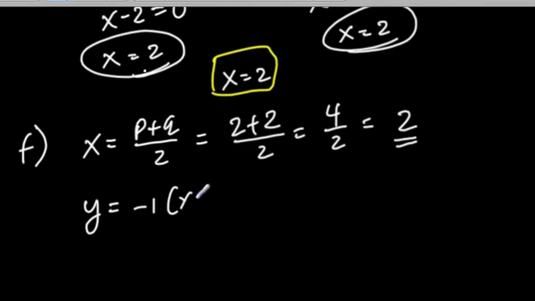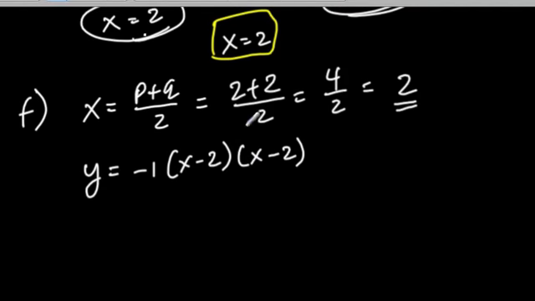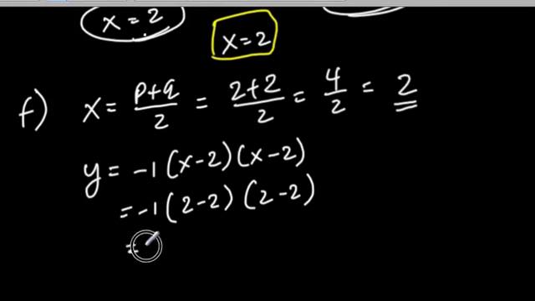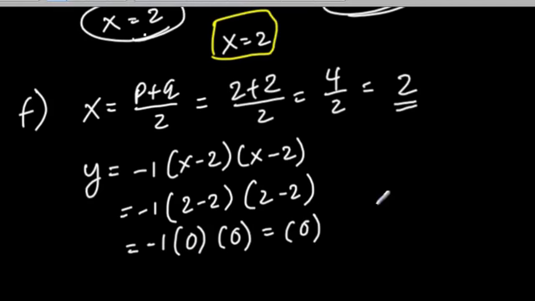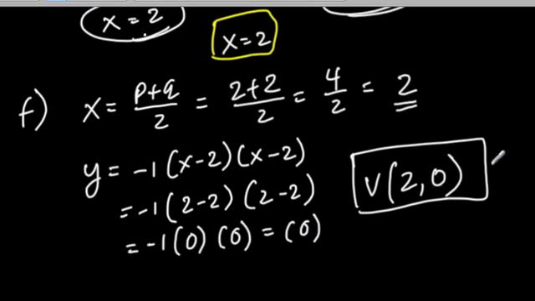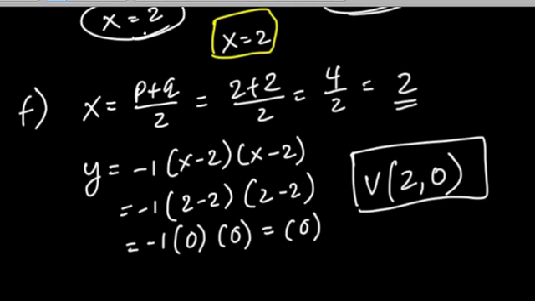Now we need the y-coordinate. So it's negative 1, (x minus 2), (x minus 2). And what that means is we just have to take this value and plug it into the x's. So it's negative 1 times (2 minus 2) times (2 minus 2), which is negative 1 times 0, which is simply 0. So the vertex is the x-coordinate, which is 2, and the y-coordinate, which is 0. So that's the coordinates of the vertex, (2, 0).